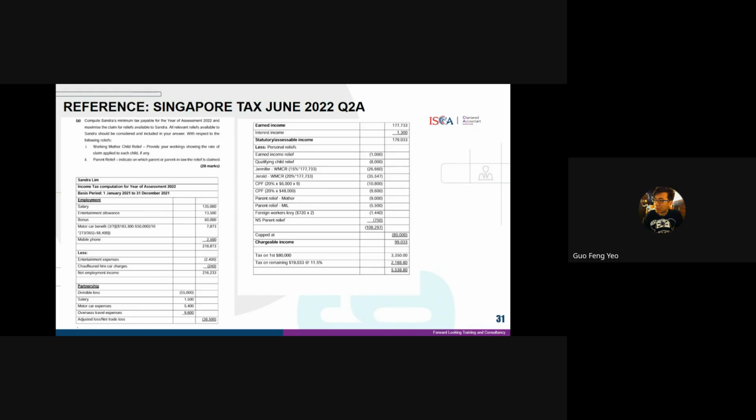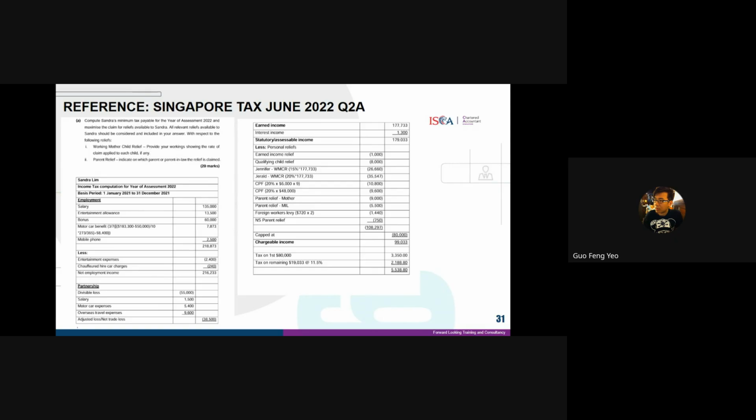In total, her earned income will be 177,733. Do not forget the 1,300 interest income that she received. Why is this interest income taxable? If you look at the question, it is earned by Sandra in relation to loan given to staffs, and therefore not considered to be exempt interest income. We will then reach a statutory assessable income of $179,033, and we will start to deduct all the relief.